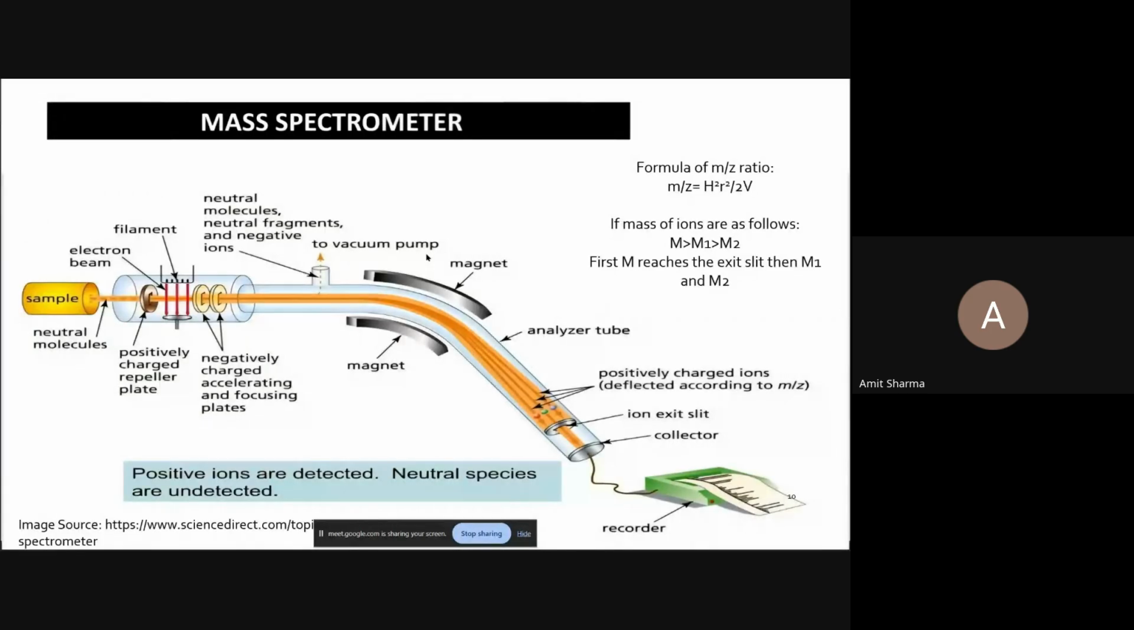So this is how the ion exit slit captures these ions. All the positive ions are detected, and the neutral species are undetected. After the ion exit slit, they are transferred into the collector, where these ions are collected and further sent to the recorder, where analysis of these ions is further done. So this is the full working of a mass spectrometer.